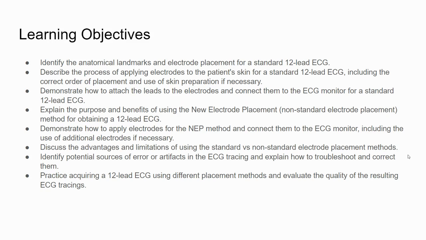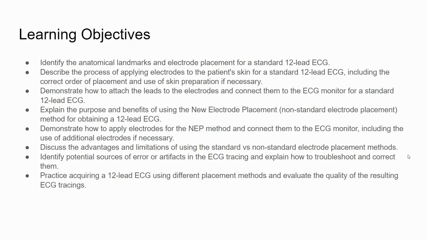of using the new electrode placement, or the NEP, which is the non-standard electrode placement method for obtaining a 12-lead ECG. We will demonstrate how to apply electrodes for the NEP method and connect them to the ECG monitor. We will discuss the advantages and limitations of using the standard versus non-standard electrode placement methods. We'll identify potential sources of error or artifacts in the ECG tracing and explain how to troubleshoot and correct them.